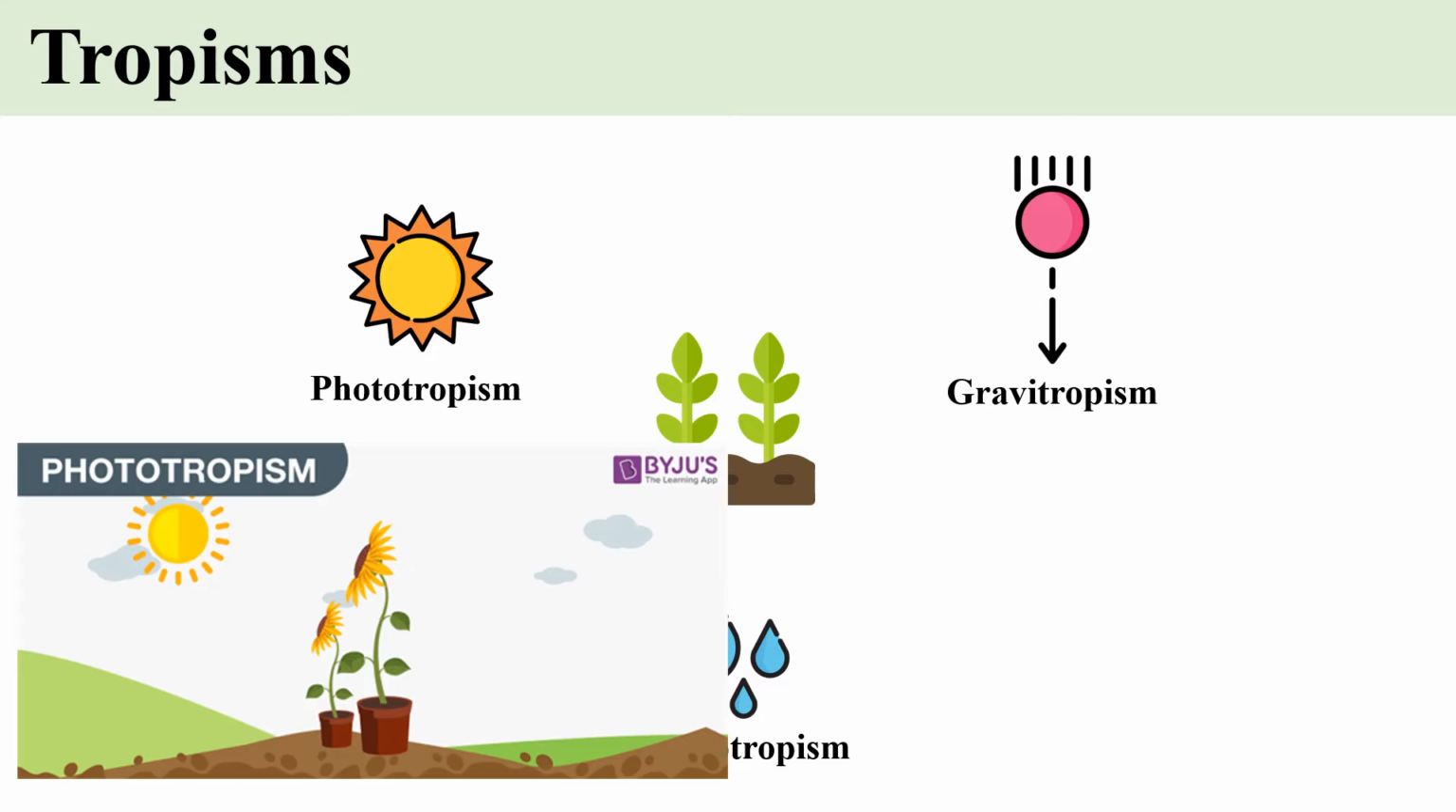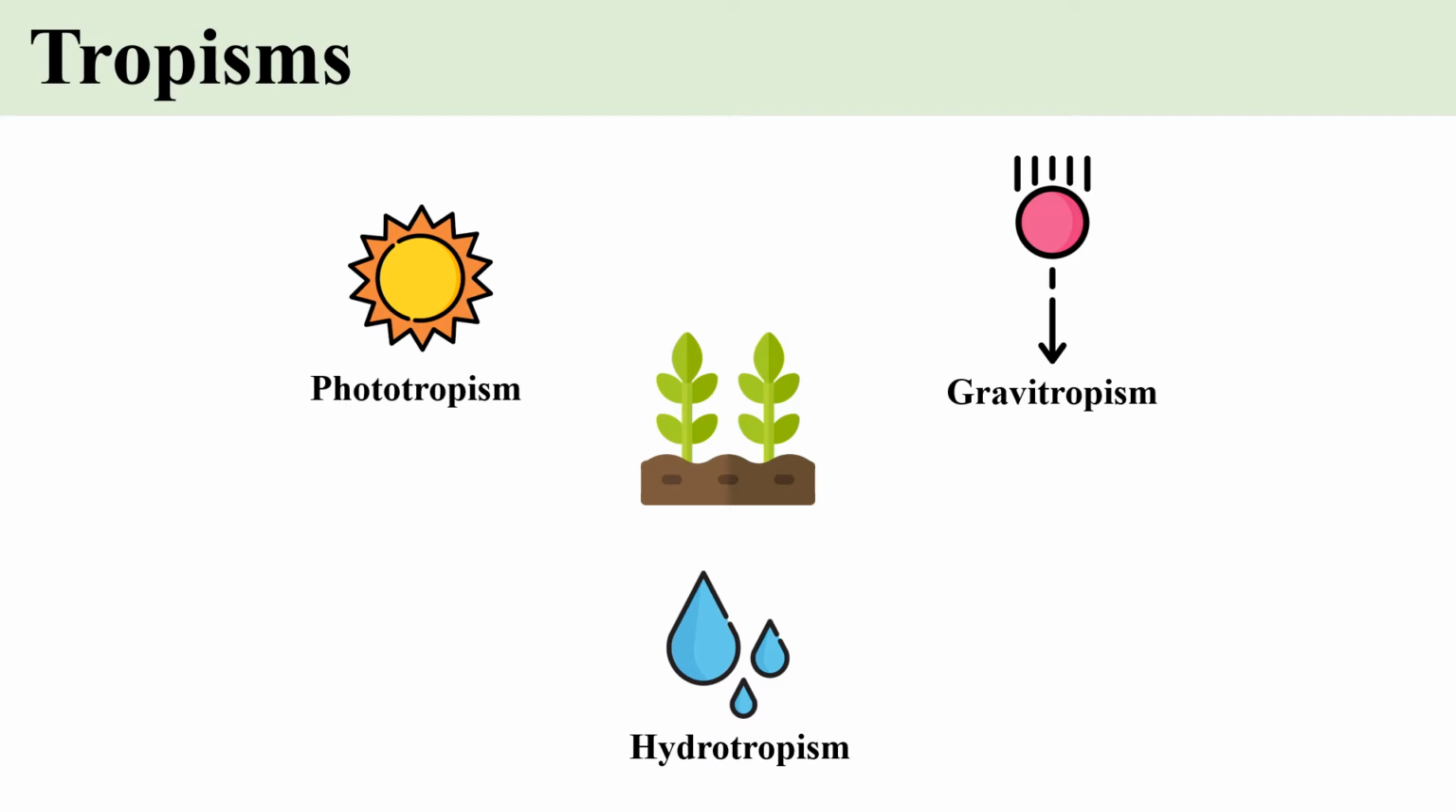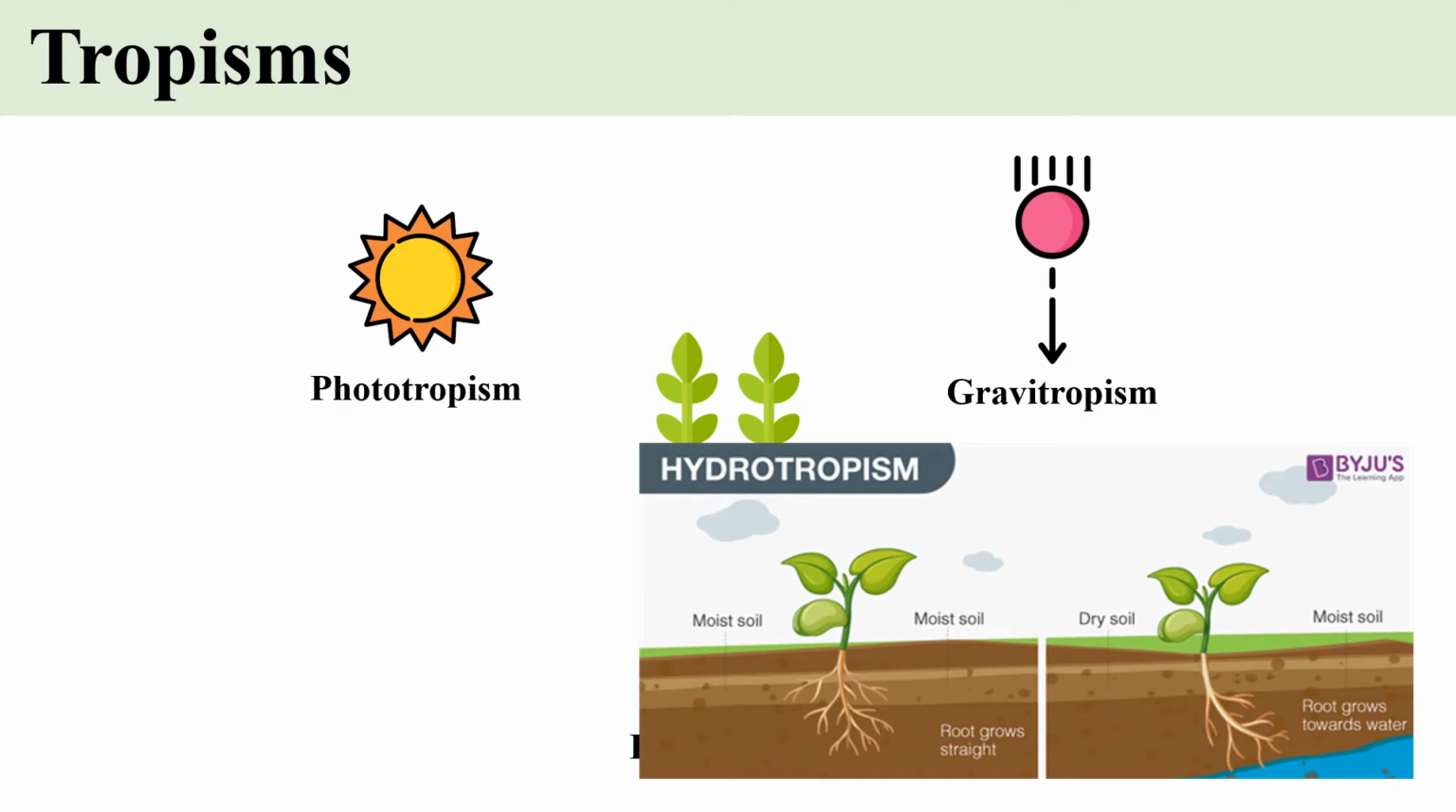First, as you can see in the picture, phototropism refers to the phenomenon of plants growing in the direction of the sun. Next, hydrotropism is a reaction to water. In the absence of water, the root of the plant grows straight, but as shown in the figure, when water is partially present, the root grows while bending in the direction of the water.